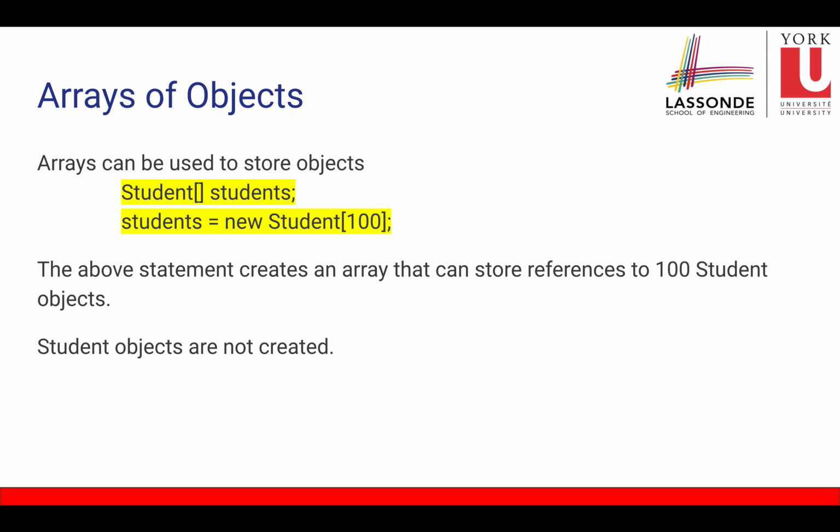Array of objects. An array can be used to store objects. We can define a student array. The type is Student, and Student with a capitalized S is a class. We will define it. Then we create an array with 100 elements. Please be careful here. The student objects are not created. We only created the array.